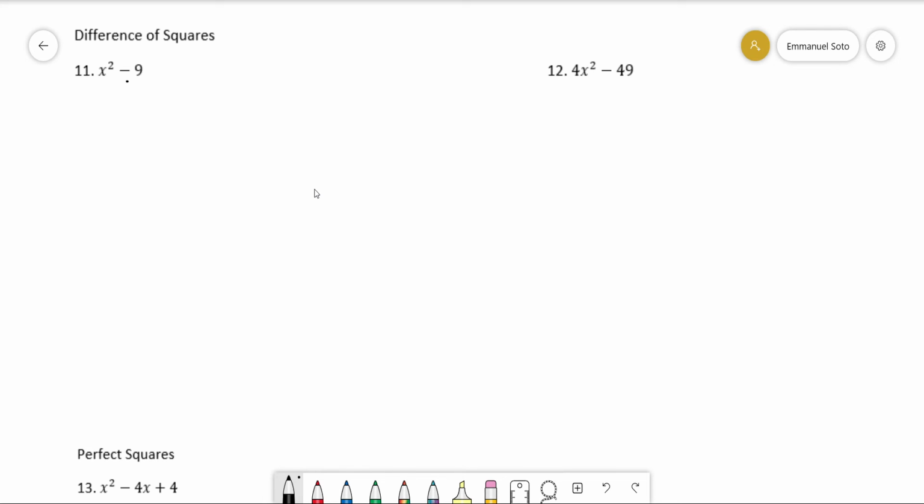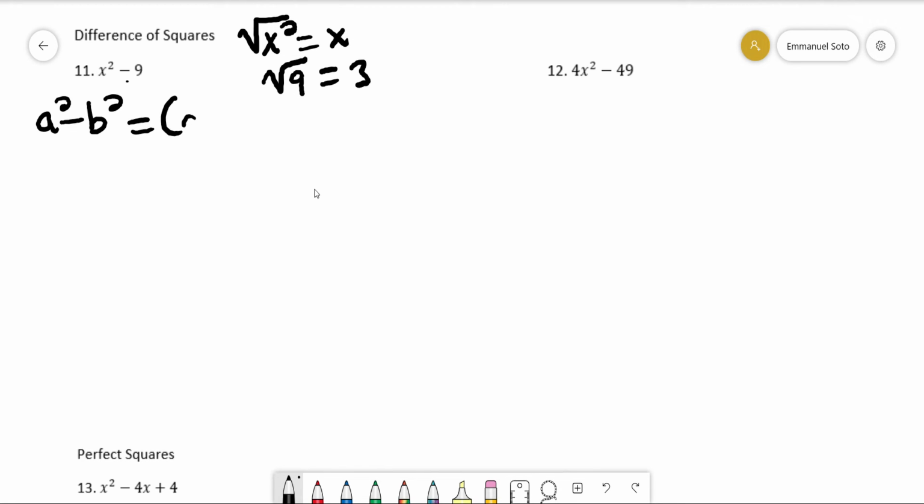Because remember, the square root of x squared is x, and then the square root of 9 is 3. So these are perfect squares. So the formula for that is a squared minus b squared equals a plus b times a minus b.